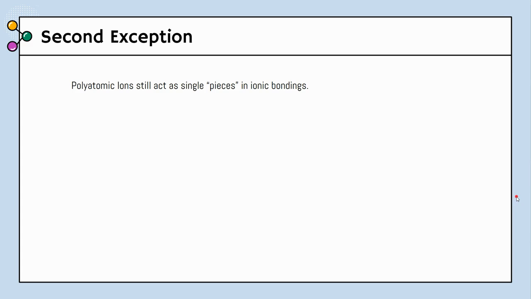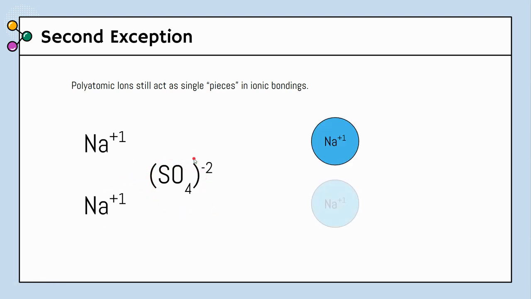Know, though, that these polyatomic ions still act as single pieces or single elements when it comes to ionic bonding. For instance, if we have sodium that has a +1 charge, and one of our polyatomics, sulfate, that has a -2 charge, we still treat the sodiums as individual pieces, and we treat the sulfate as an individual piece, sort of like the solid sphere atomic model. It makes our lives a lot easier.